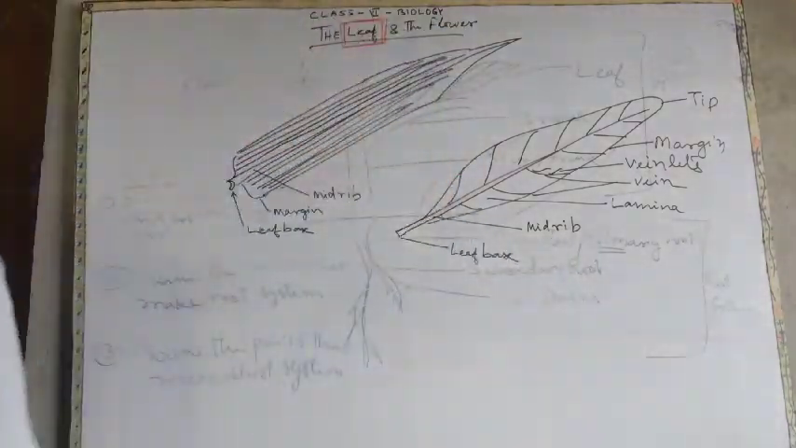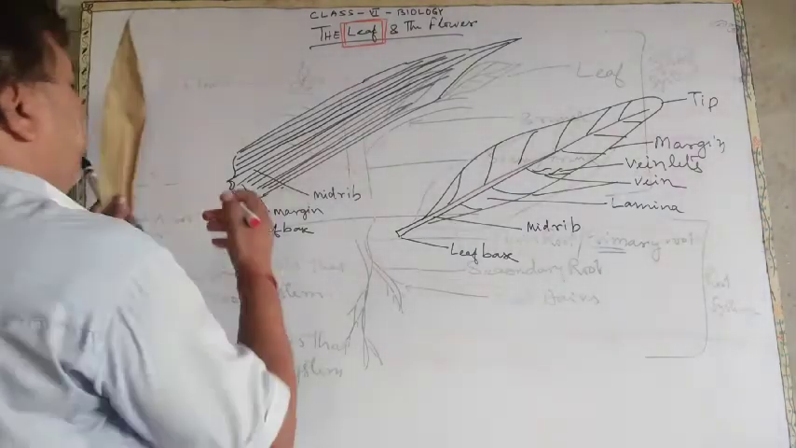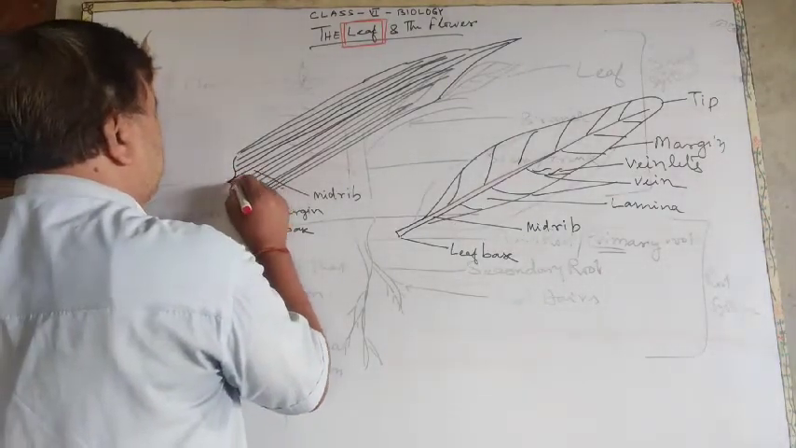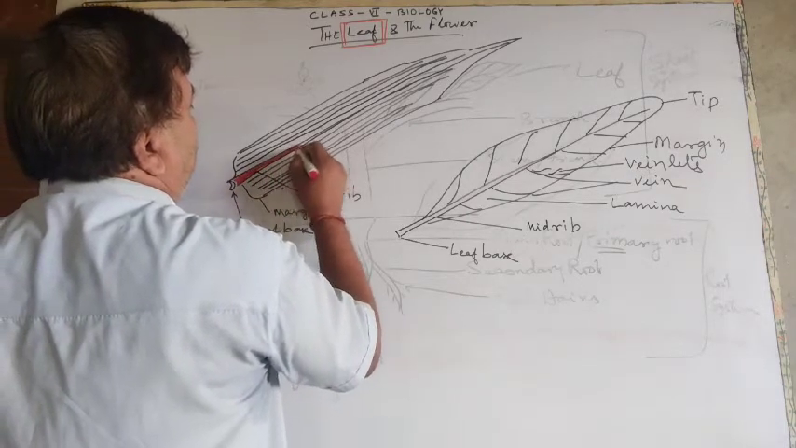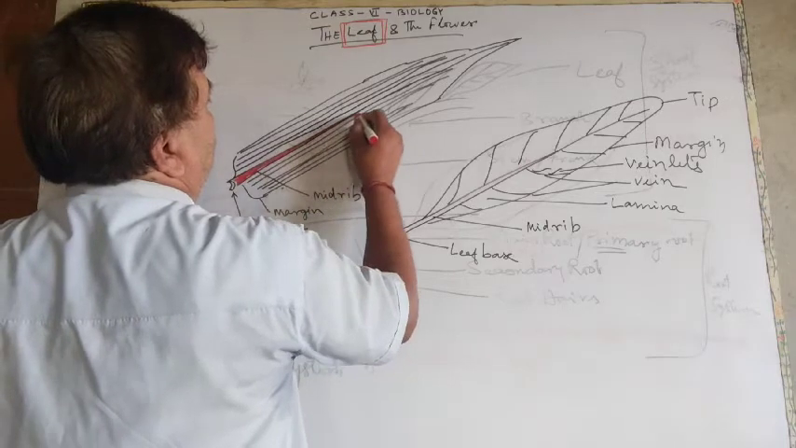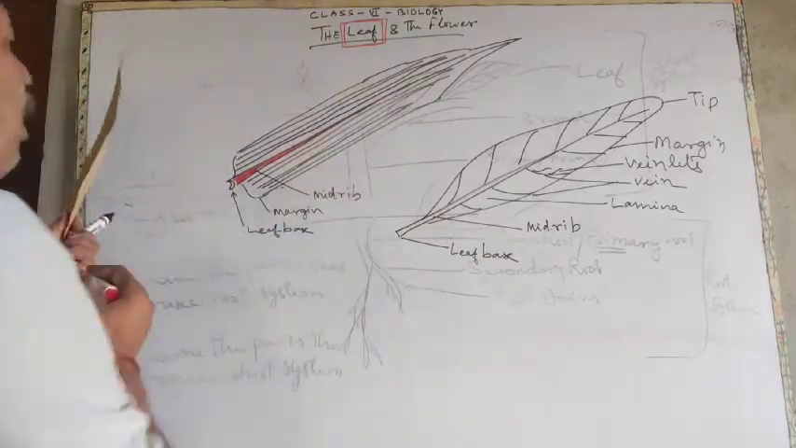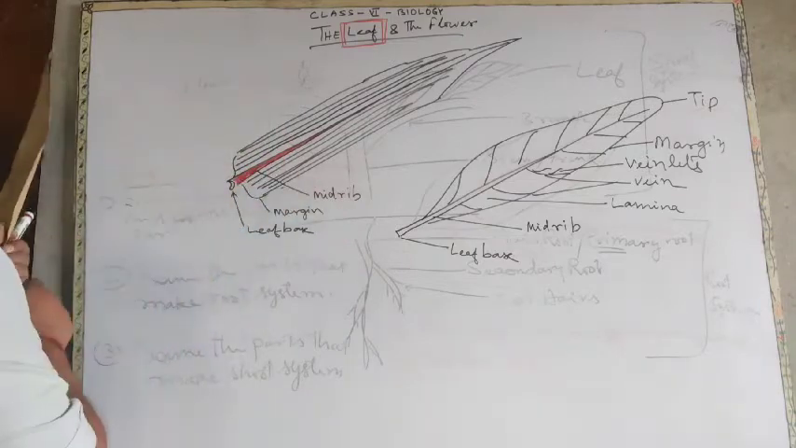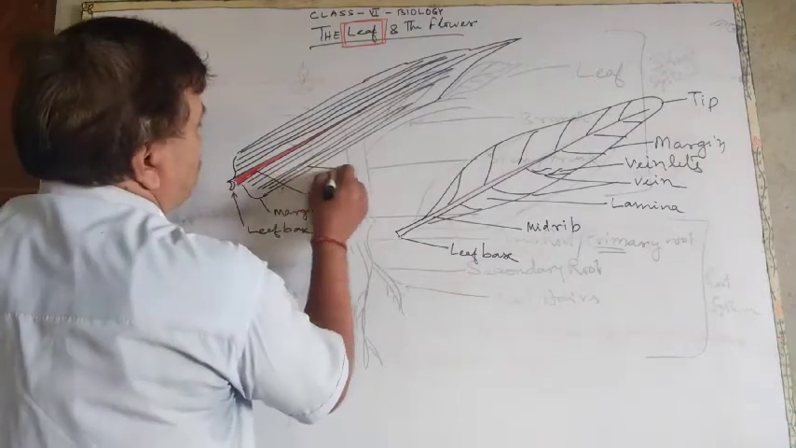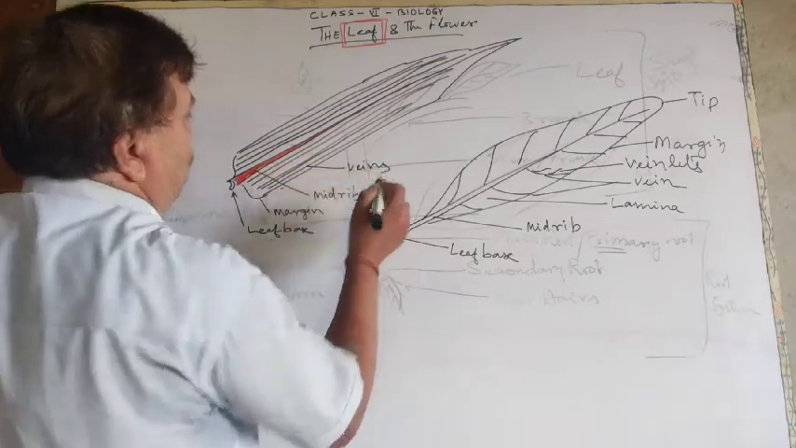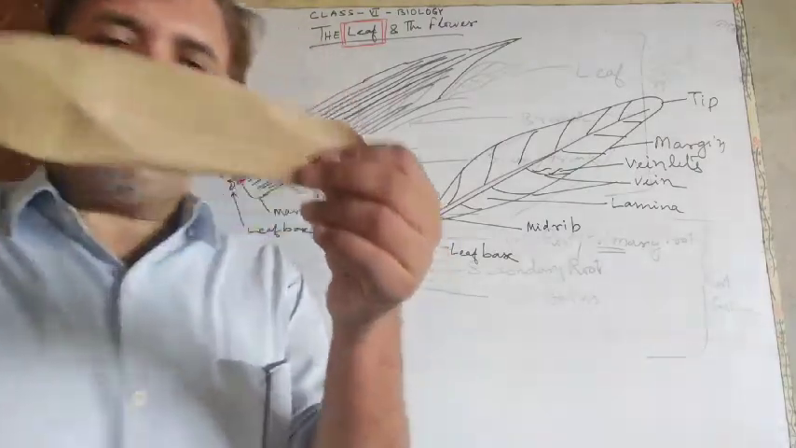Let me darken or color the midrib red. The midrib I am coloring in red, right? And on both sides of the midrib you can see these structures are the veins. Do you find veinlets in this? Yes, veinlets are there, but as this leaf has dried, they are not very clearly visible.